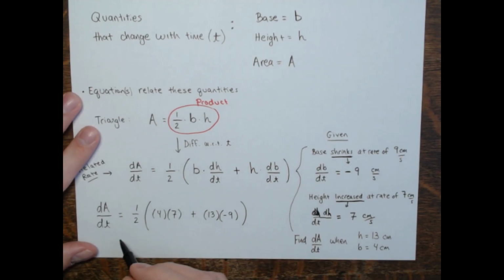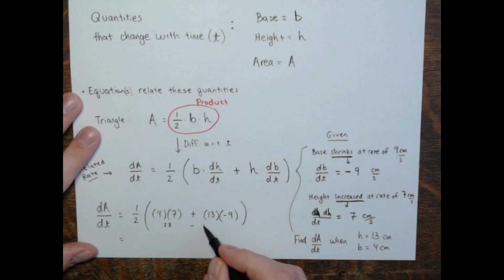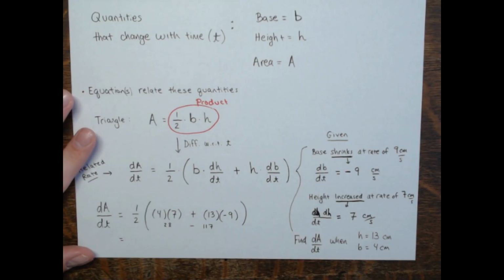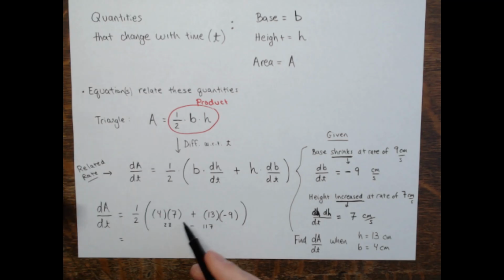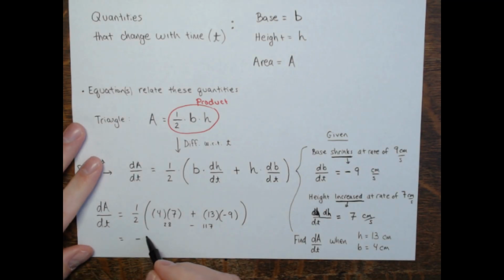All right, we simplify this. 4 times 7 is 28. And this will be a negative, right? 9 times 13, that's 90 and 27, so that's 117. And 28 minus 117 would be 89, but negative, right? So this is negative 89 halves.